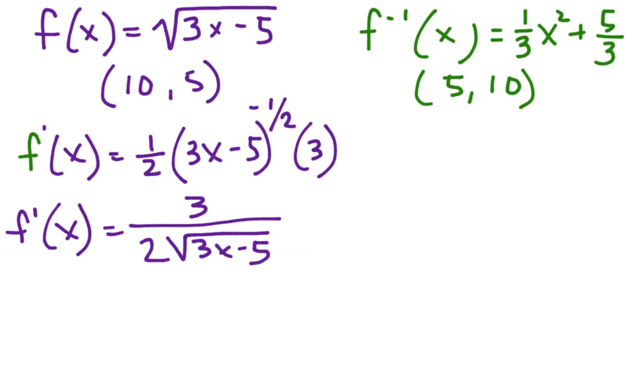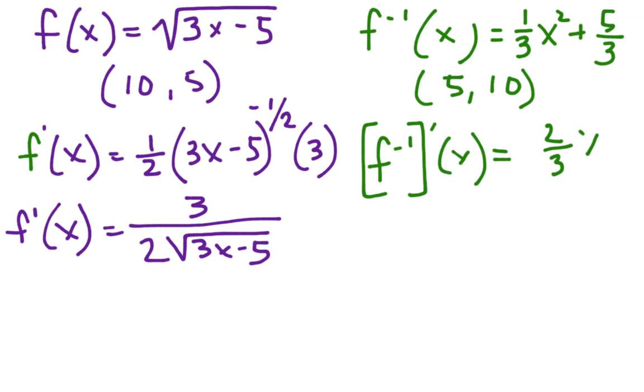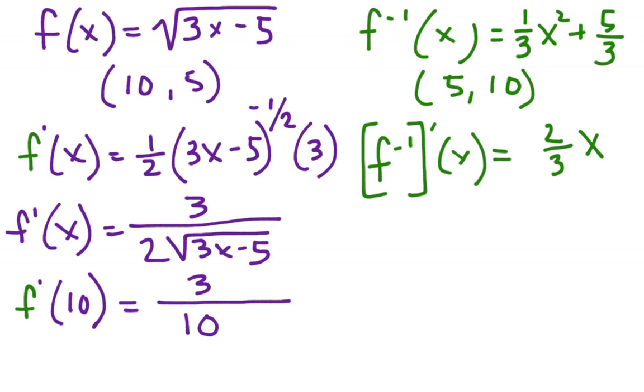The derivative of the inverse notation starts to get a little funky here. So inverse f prime of x equals 2/3 x. Alright, let's look at the derivative at this point. F prime of 10. F prime of 10 is equal to 3 over 30 minus 5 is 25. Square root of 25 is 5 times 2. I get 3 over 10.